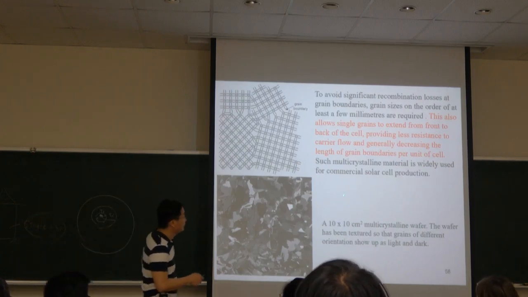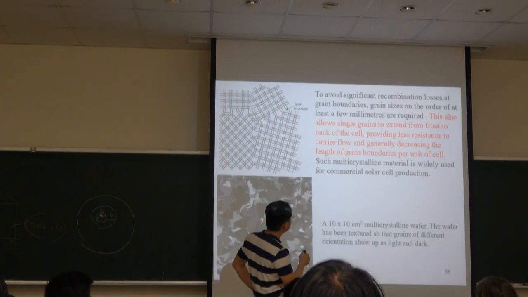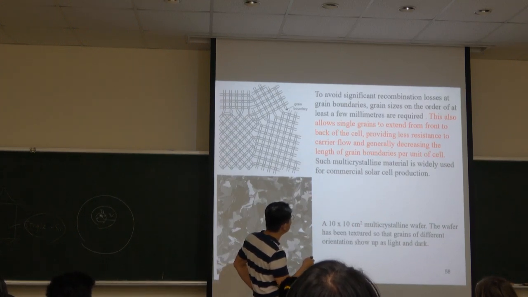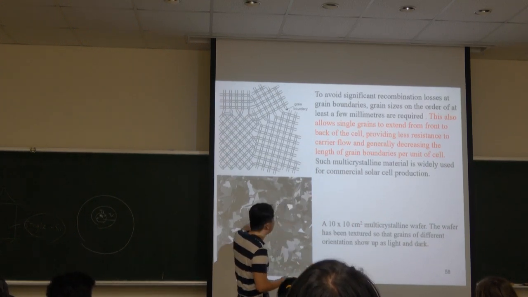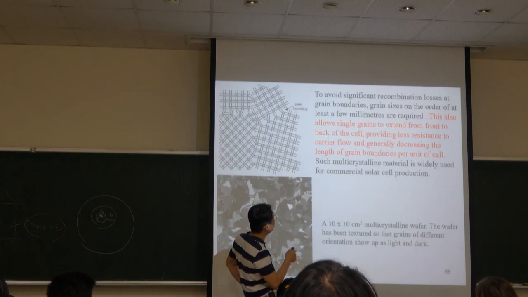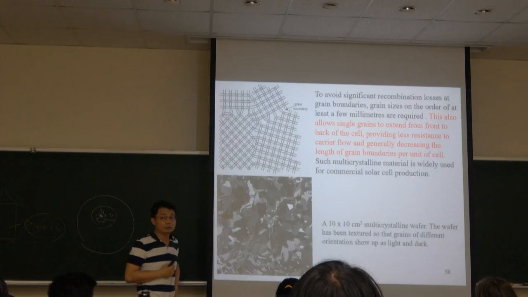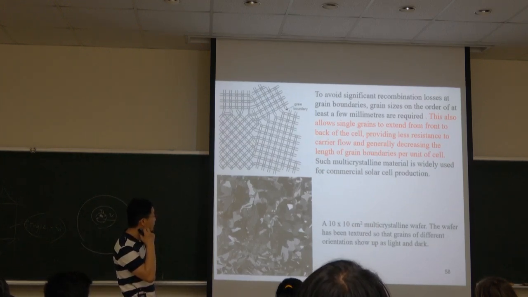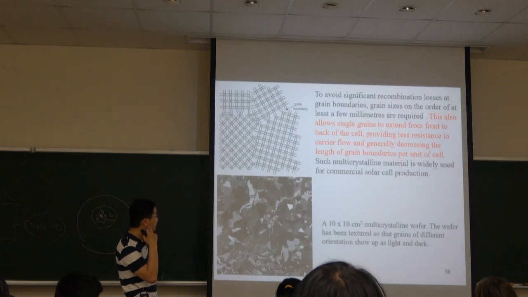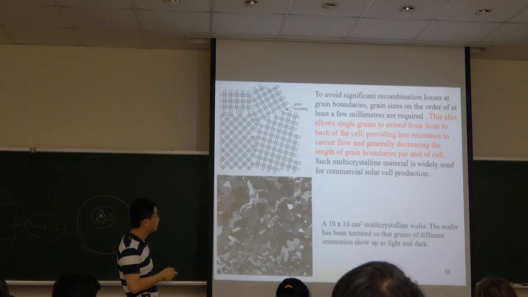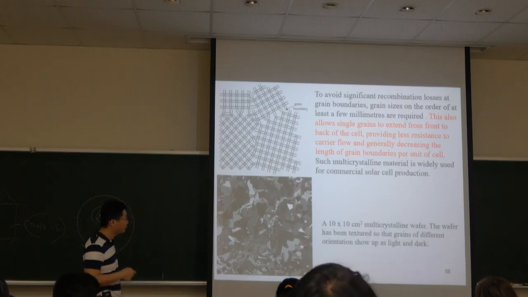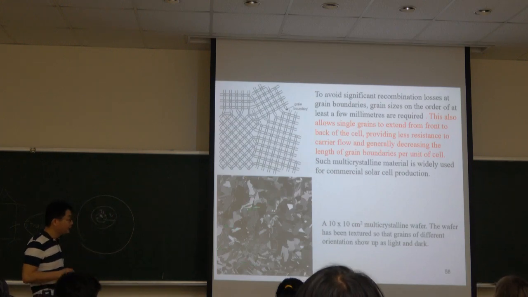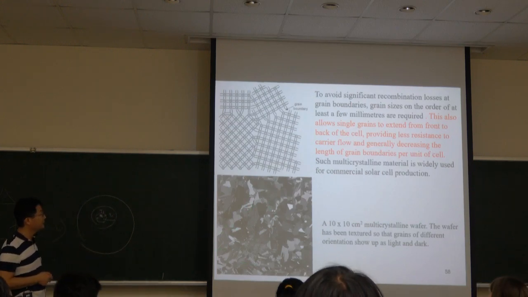So this grain size also allows a single grain to extend from the front side to the back side. So it provides less resistance to carrier flow and decreases the length of grain boundary. Anyway, just reduce the grain boundary area.